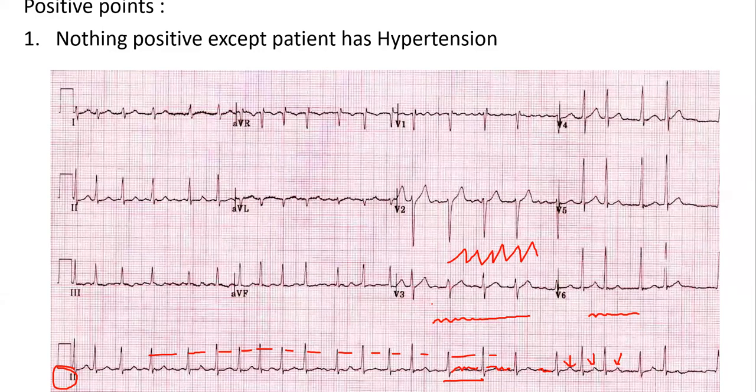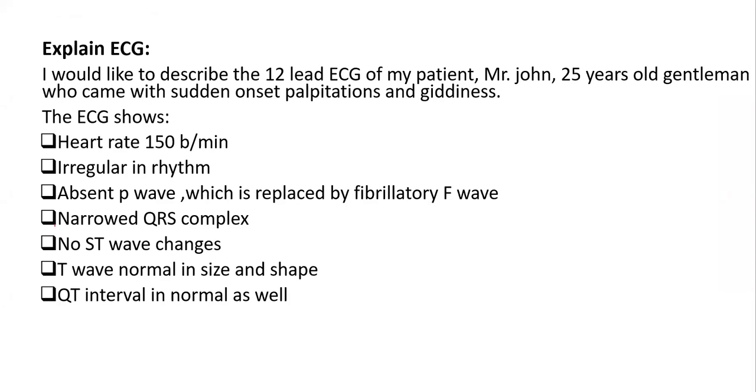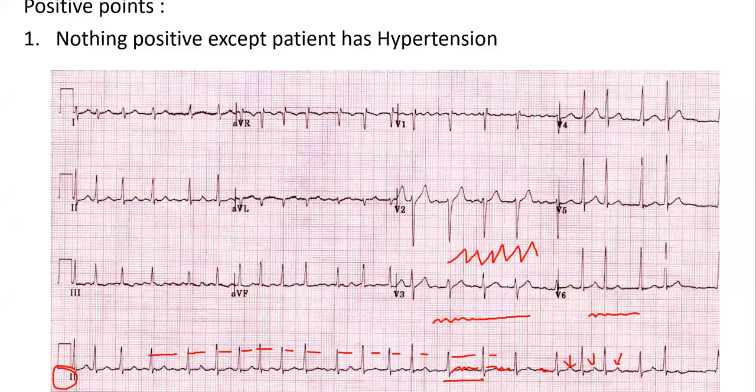Okay, so for atrial fibrillation, that's the main finding. If you come here, you can see that we have explained the ECG in the same way. In here, you don't need to say what is the heart rate. You can say that heart rate is increased, irregular rhythm, absence of P wave, which is replaced by fibrillatory F wave. In this case, you can also get a narrow QRS complex. ST segment will be normal, T wave will be normal, and QT interval normal as well. All right. So that's what you get in the ECG for atrial fibrillation.